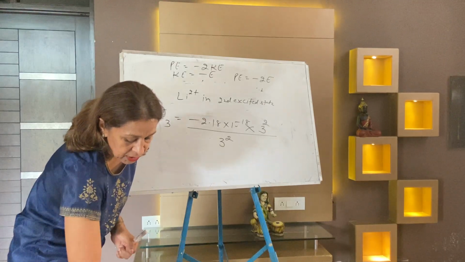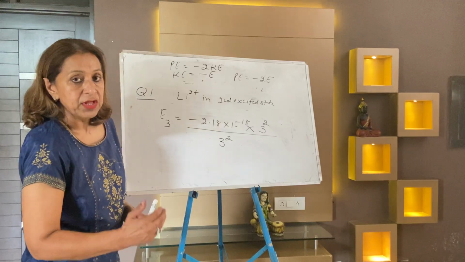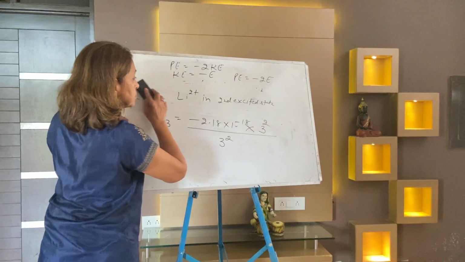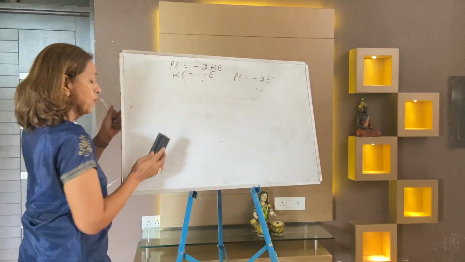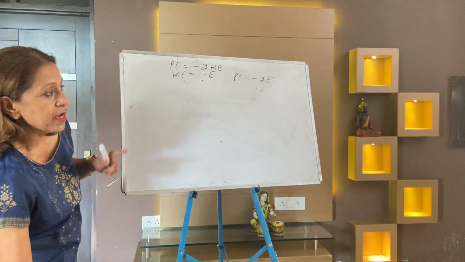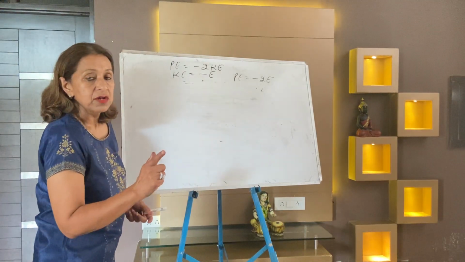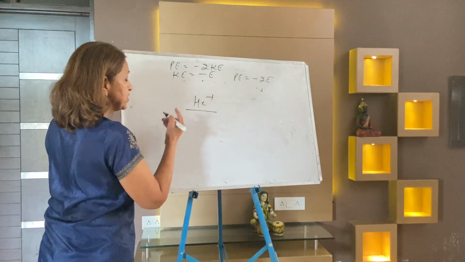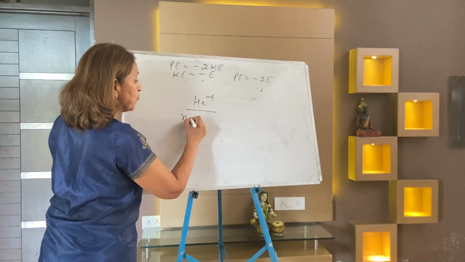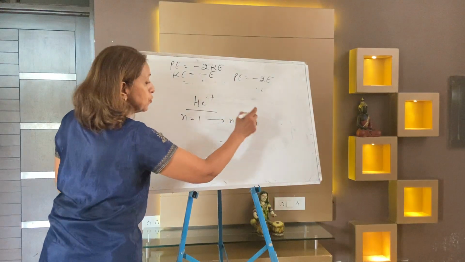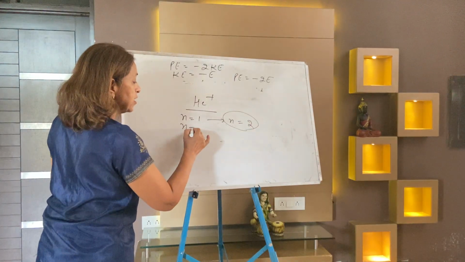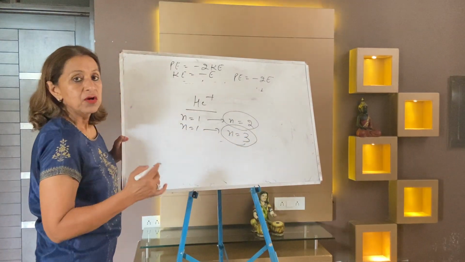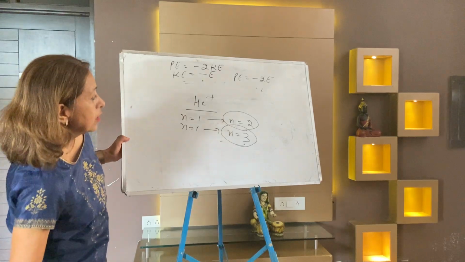Right, and the second question is: calculate the ratio of the energy of the first and the second excited state in case of helium plus. Now the first excited state is when the electron jumps from n equal to 1 to n equal to 2, and the second excited state is when the electron jumps from n equal to 1 to n equal to 3. You have to find the ratio in case of helium plus.